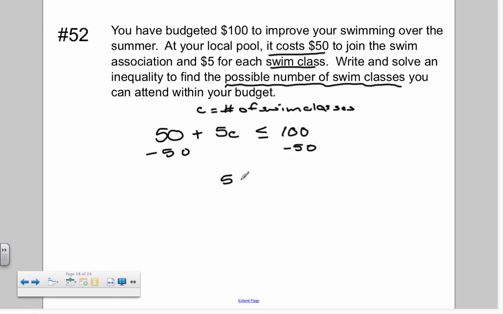We have 5C is less than or equal to 50. Divide by 5. And I have C is less than or equal to 10. So they can take 10 or fewer classes.